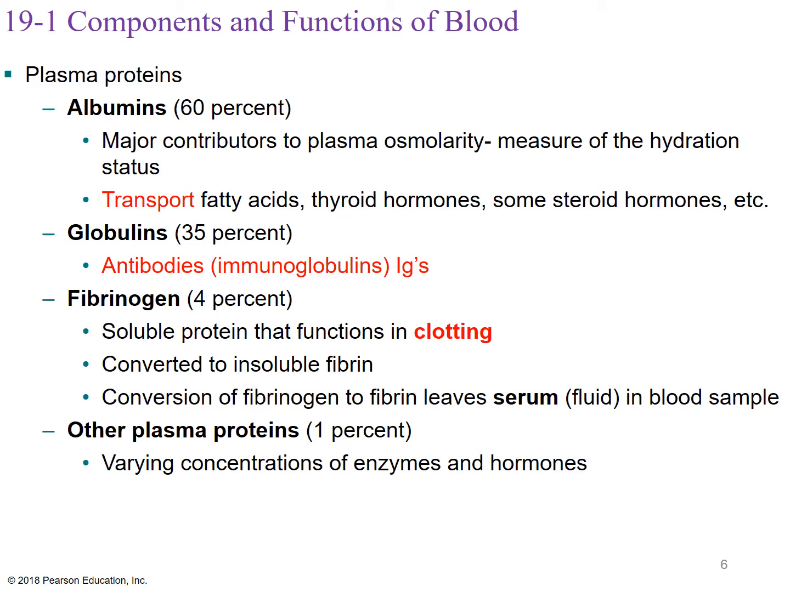These will consist of the antibodies, sometimes known as Igs, where Ig basically means immunoglobulin. Fibrinogen is a very small percentage, but this is a soluble protein that will function in clotting. It can be converted to the insoluble fibrin, and whenever you have conversion of fibrinogen to fibrin, it will leave the serum in the blood sample. Other plasma proteins are just at 1%, and this will be varying concentrations of enzymes and hormones. So although albumin will be talked about the most, just keep in mind it is not the only plasma protein.